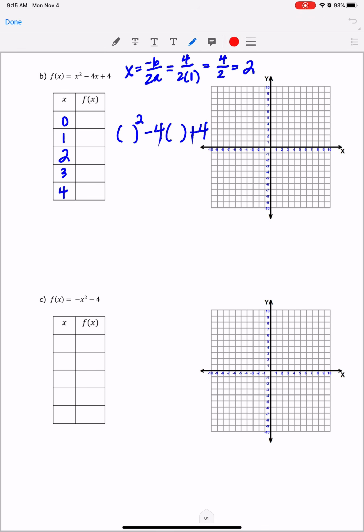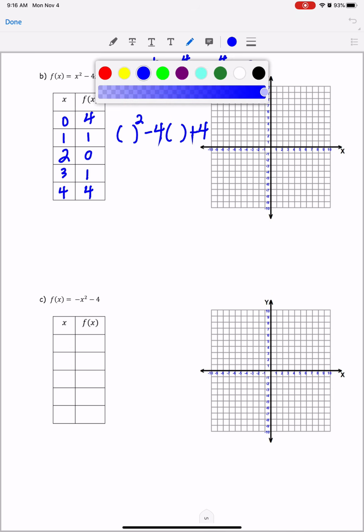So when you do that, for both 0 and 4, because that's the pattern, they need to match, you will get 4. For 1 and 3, you get 1. And for 2, you get 0. So plot those points and connect the dots.